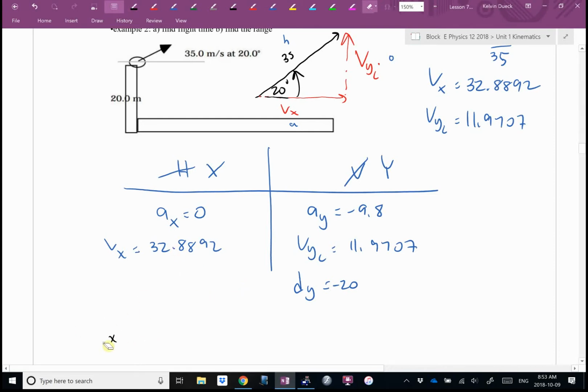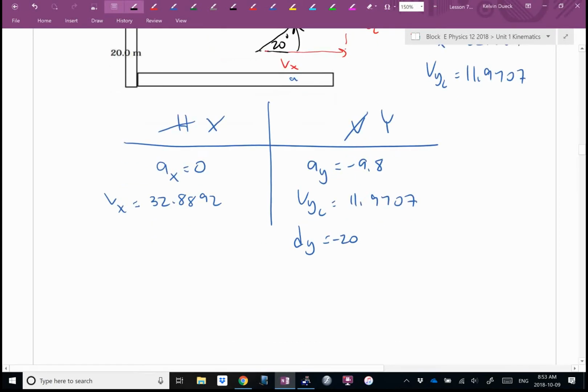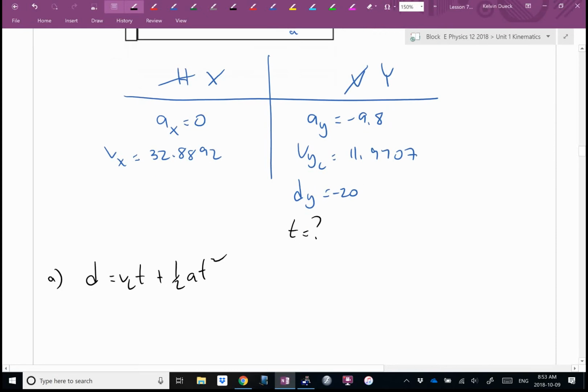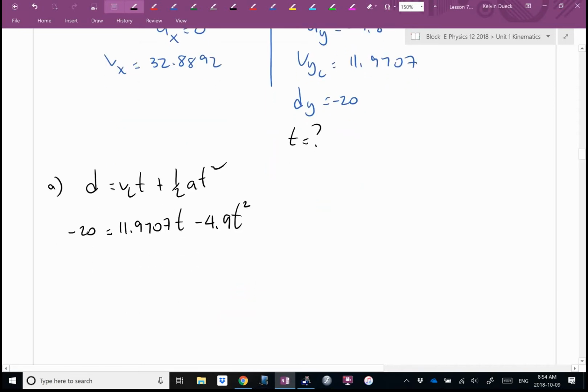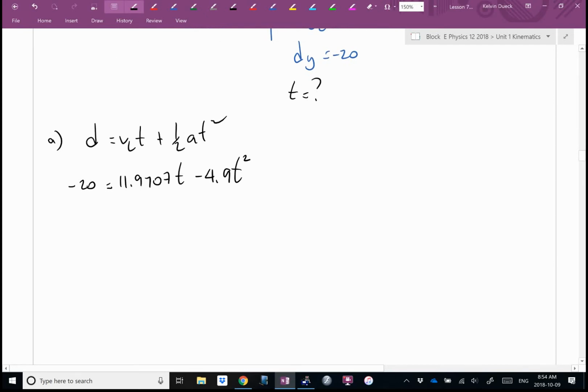So if they give you the horizontal values, it dramatically makes the question easier, which is why I'm giving you the vertical values to make it tougher. So I guess I'm going to go like this. D equals VIT plus a half AT squared. Negative 20 equals 11.9707 T minus 4.9 T squared. What kind of an equation is that? It's a quadratic. How do I know? Because it has a squared, T squared. How do I solve a quadratic before I do anything else?